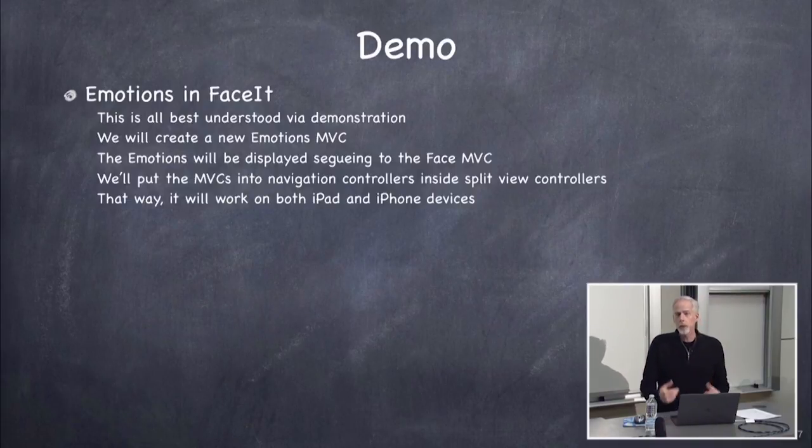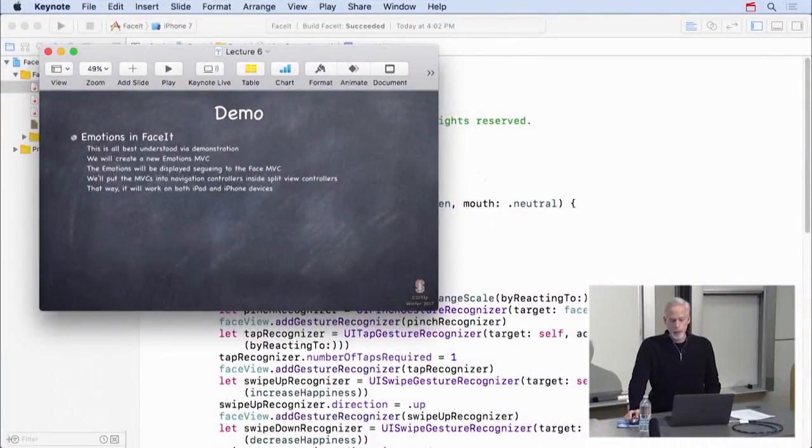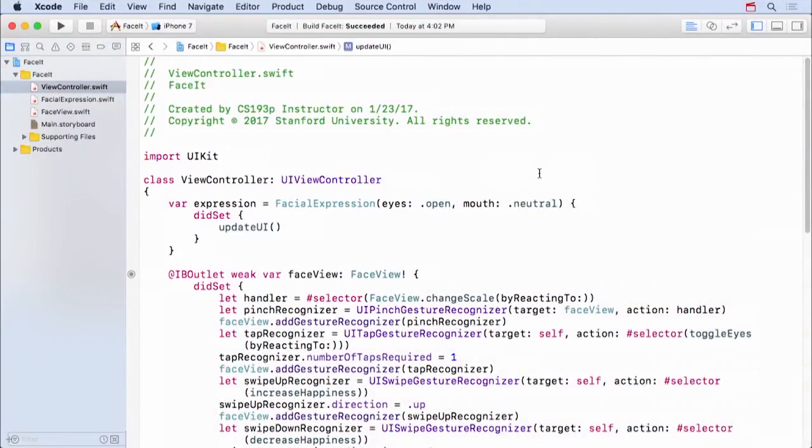So by doing that, we're going to learn how to use the split view controller, navigation controller, all that, and combine MVCs to make a bigger app. It's a simple example because of time constraints, but you should get the idea. So here I'm back in Faceit, this demo we had last time. And one thing before I start, I wanted to show you something you're going to need for your homework, which is how to rename a view controller.